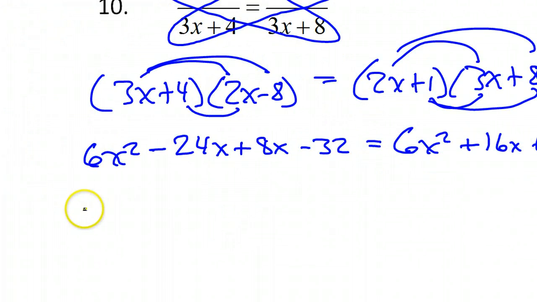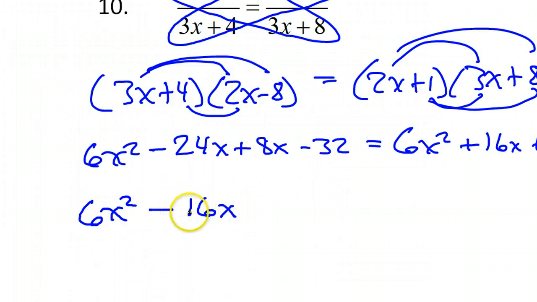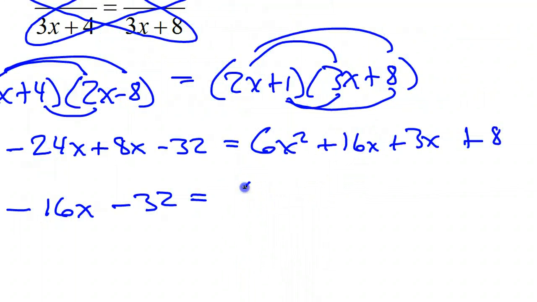Combining like terms gives me 6x squared minus 16x minus 32. Now on the right hand side I have 6x squared plus 19x plus 8.